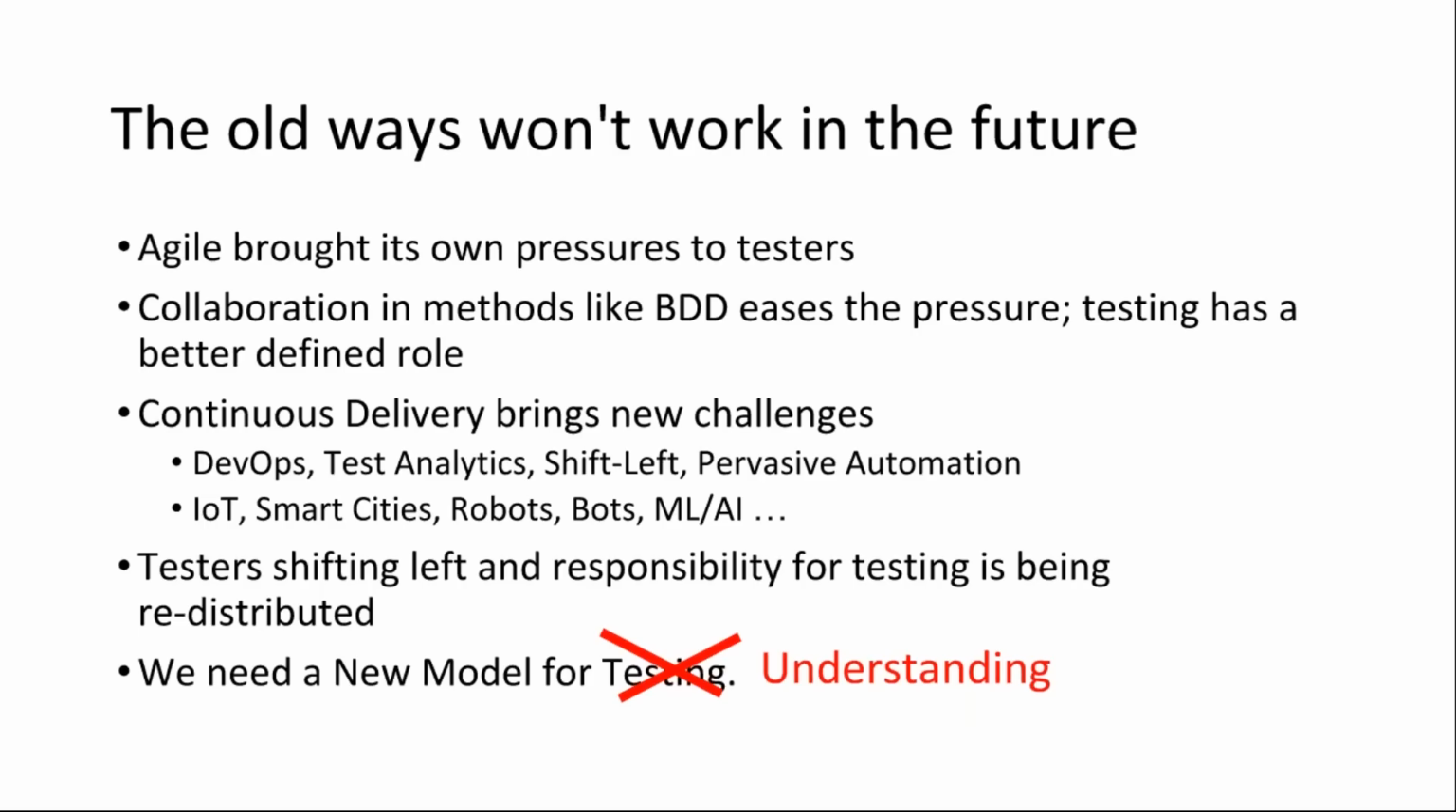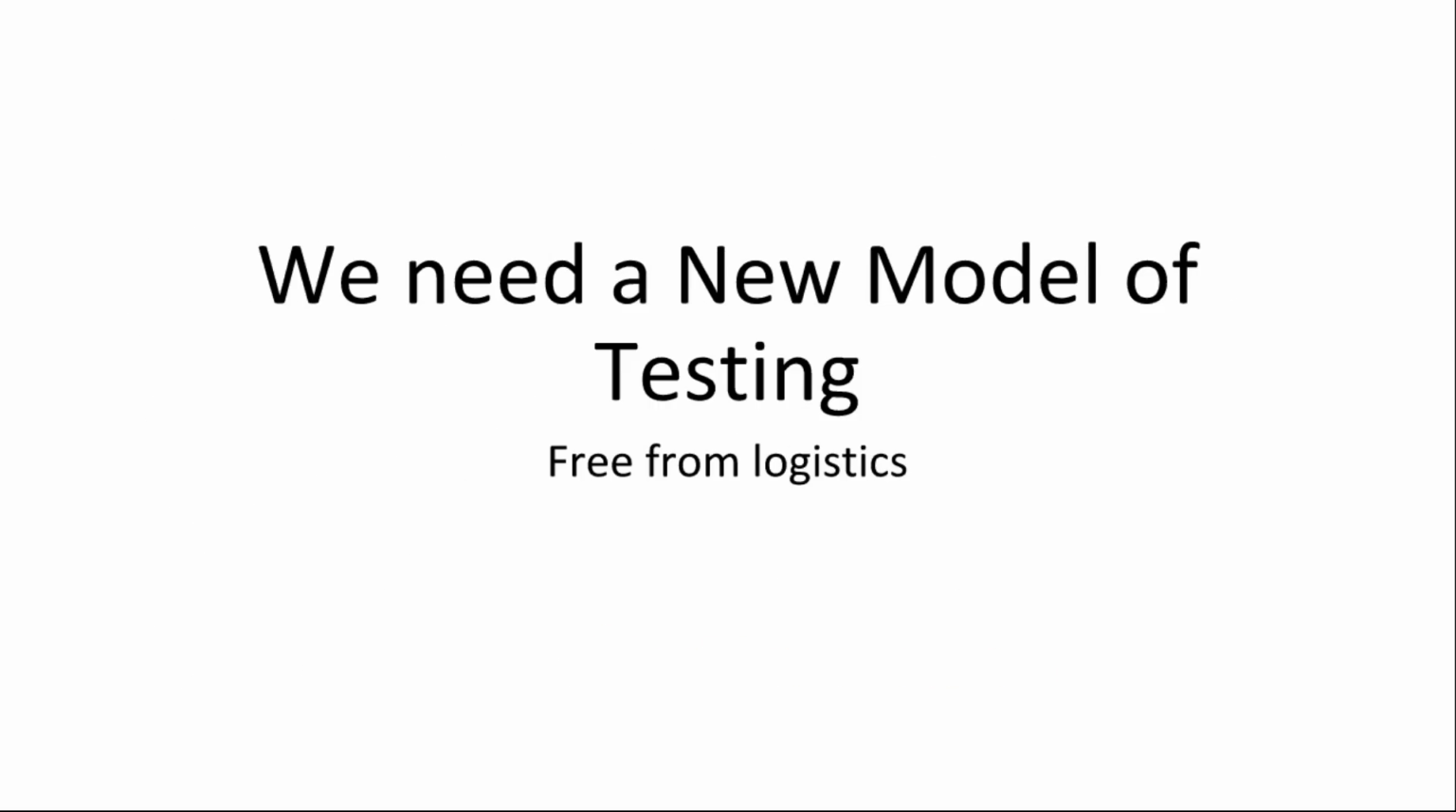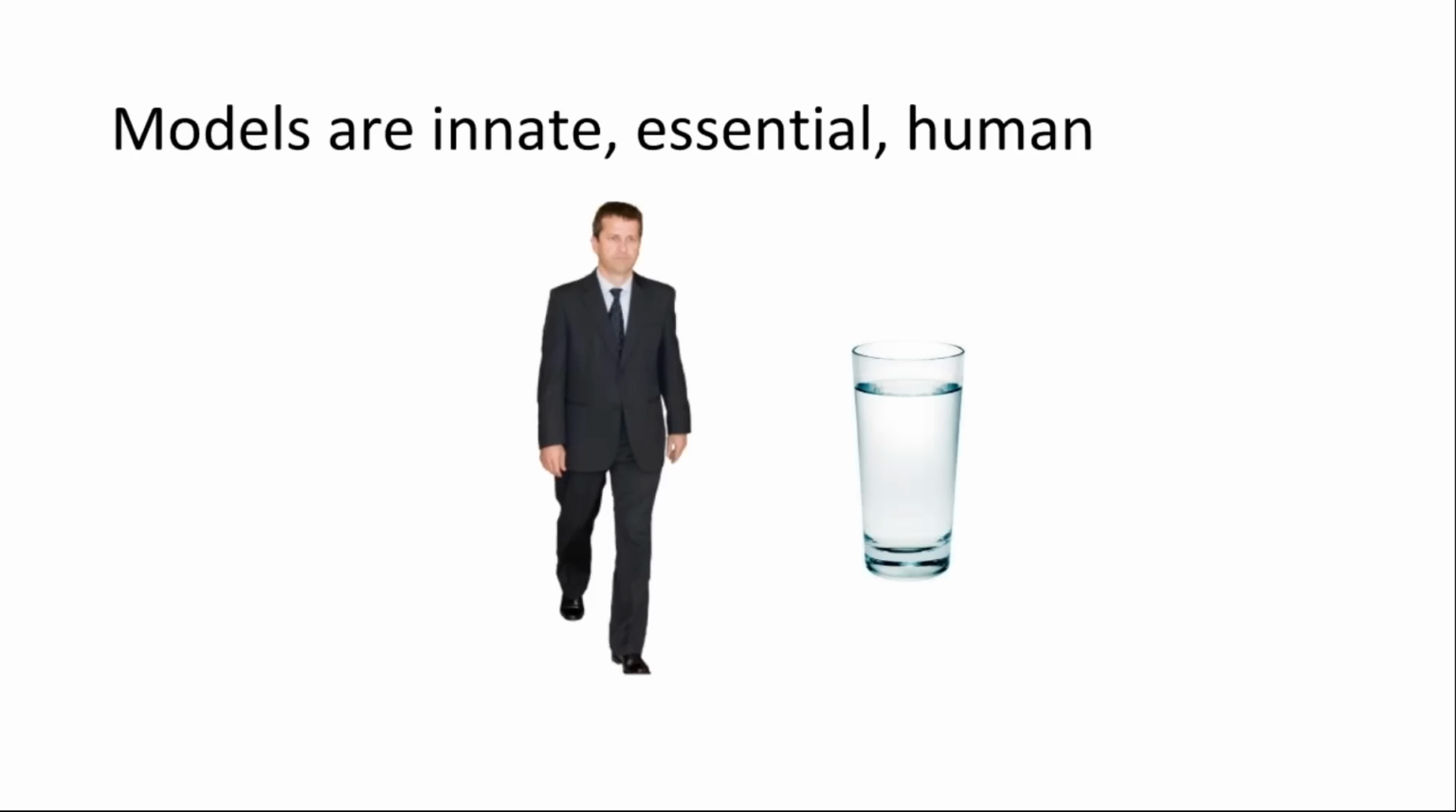It's about the team's understanding of the requirements through delivery, deployment, and operation in production through monitoring. So I quite like the idea of this notion of understanding being the foundation of everything we do as a tester. But I'll park that again. I'll come back to this idea of understanding soon. So in order to think differently about what testing is and how it operates, we need a new model. And what I'm going to suggest is we need a new model for testing which is free from logistics. And I'll explain what logistics are in a moment.